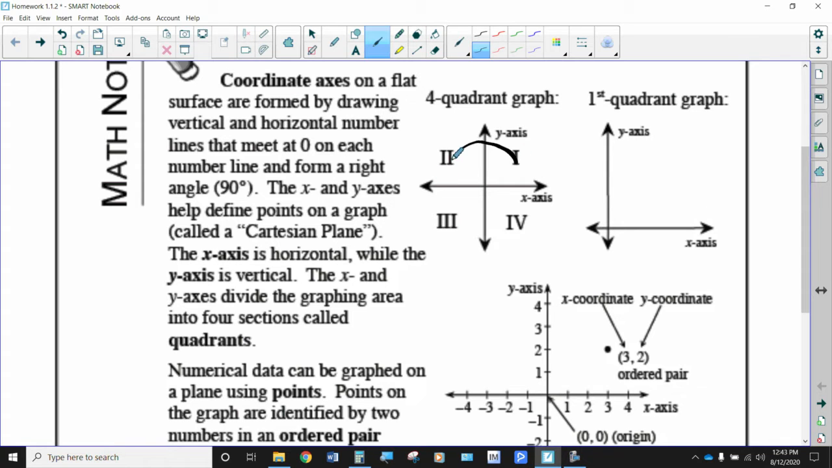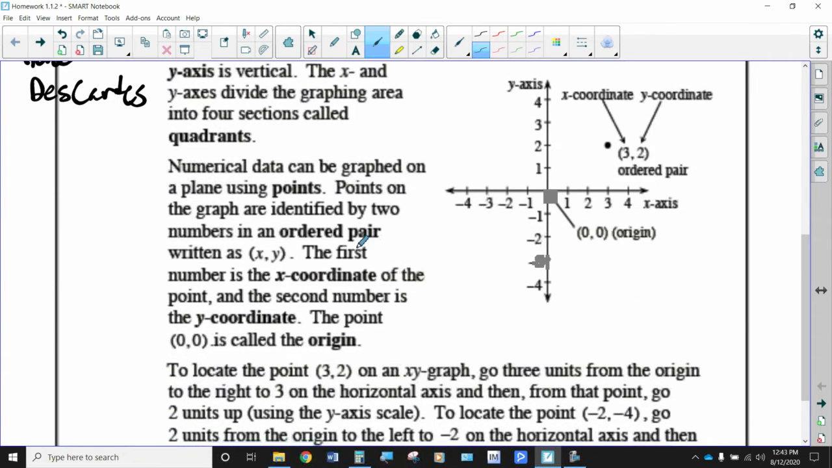Now, the reason why it goes in this direction, I'm not really certain, but this coordinate grid was developed by a mathematician by the name of Rene Descartes, which is why they call it the Cartesian plane. They had to come up with some order, so they just decided to make it in the shape of a C. That's the story I'm going with. I'm sticking with it.